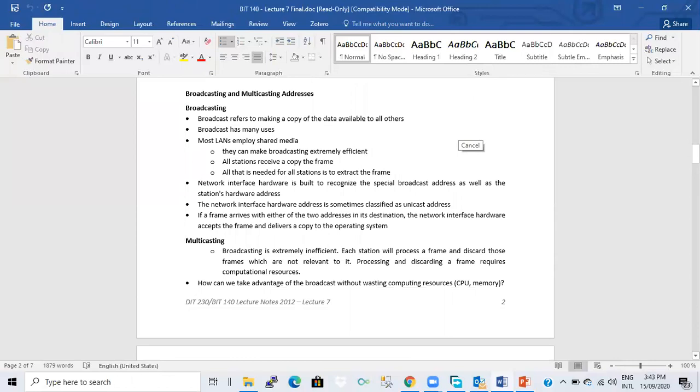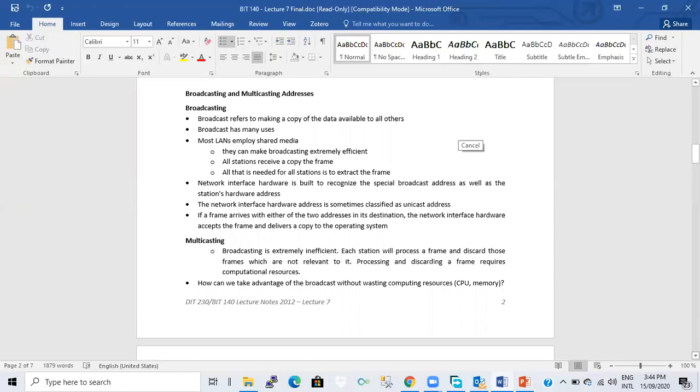We have what we call broadcasting as well as multicasting addresses. So when we are looking at these physical addresses, we are saying they come in three formats, which is static, dynamic, as well as configurable. Static physical addresses can be further split into what we call broadcast addresses as well as multicasting addresses.